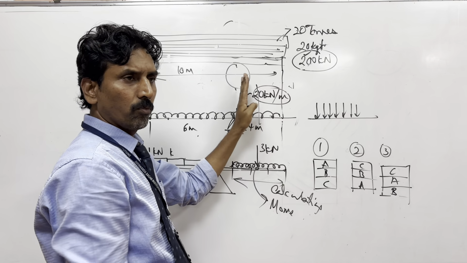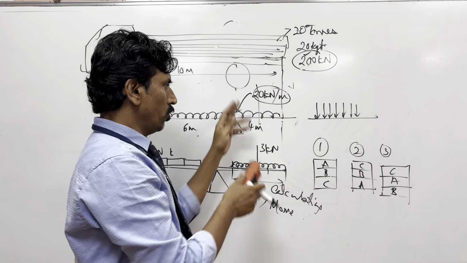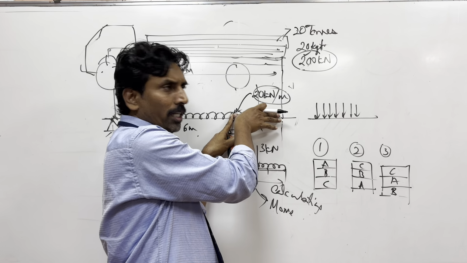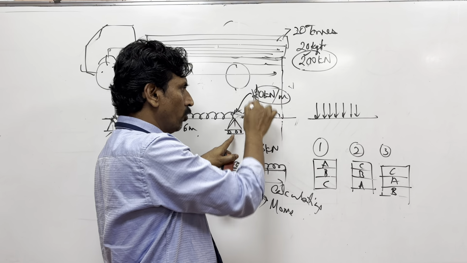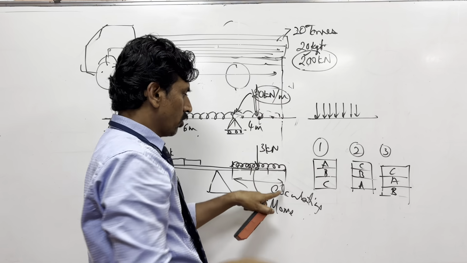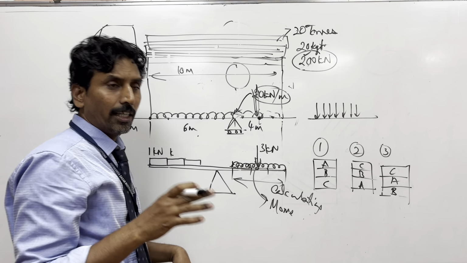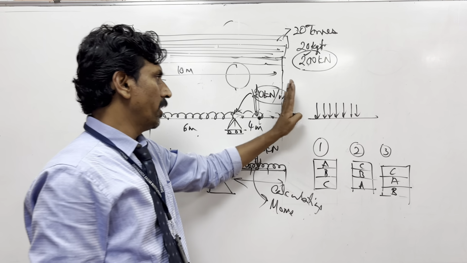But for moments, you need this force into distance, no? So for that, what you can do is take the UDL onto the right side. You take the sum of this UDL, place it at the center, then you see how much is the UDL multiplied by the distance. So UDL has to be replaced by a point load for calculating the moments. And for shear force, you can simply keep adding.